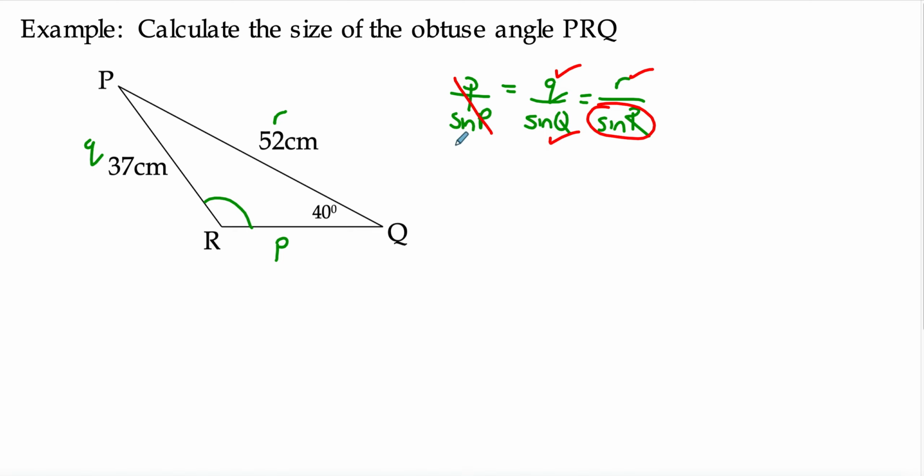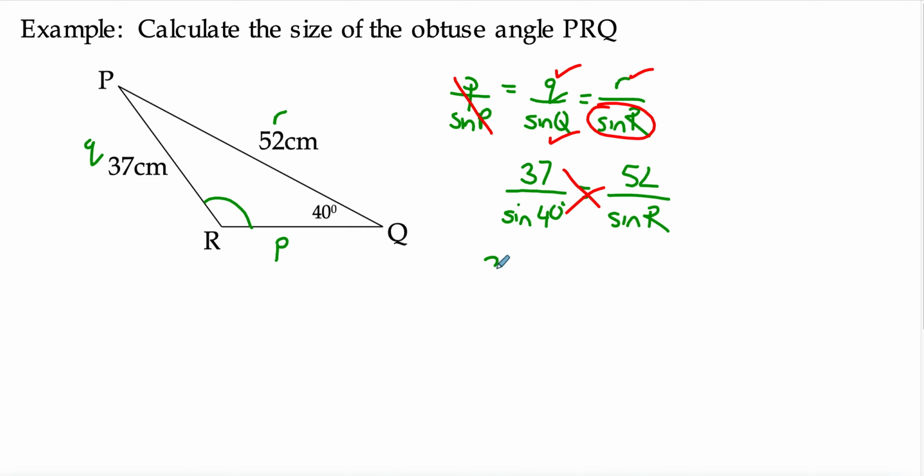So I can go ahead and work out what's going to go into my fraction. Small q is 37 over the sine of 40 degrees, which is equal to small r, 52, over the sine of r. I'll just keep calling it r for just now. So there we've got a situation where the unknown is on the bottom. I'll do a wee bit of cross multiplying just to get rid of those fractions.